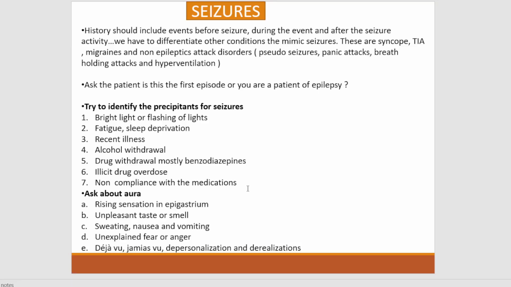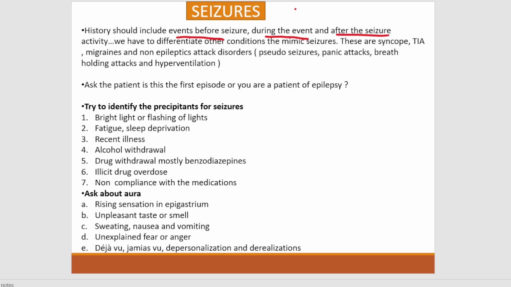Today we will discuss taking history from a patient presenting with seizure disorder. Let's start with how we'll take the history. History should be divided into three parts, which will include the events which occur before the seizure activity, the events which occur during the seizure activity, and the events which occur after the seizure activity.